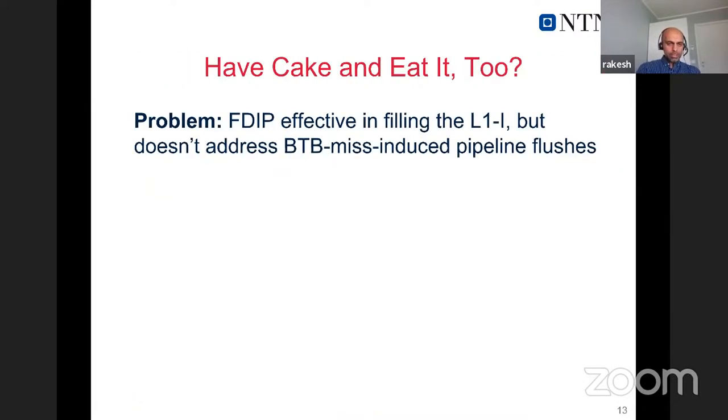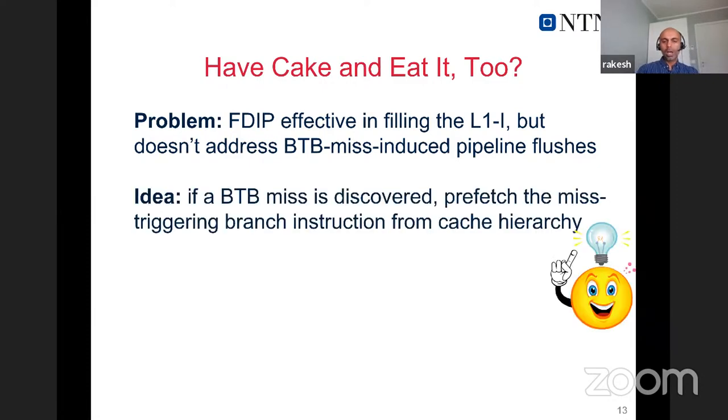Okay, so how do we fix it? So we know the problem is there are so many branches that you cannot fit in the BTP, and on each BTP miss for a branch which is taken, you have to flush the pipeline. Our idea is that whenever you discover a BTP miss, don't go on the fall through path.